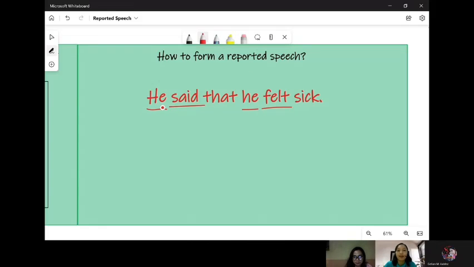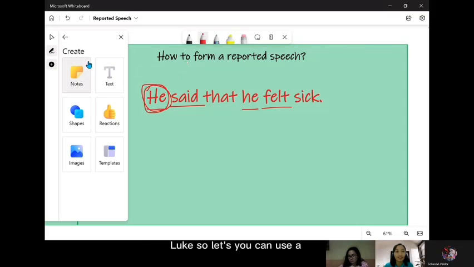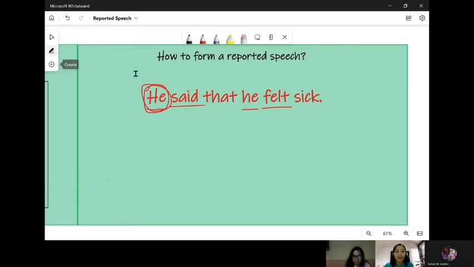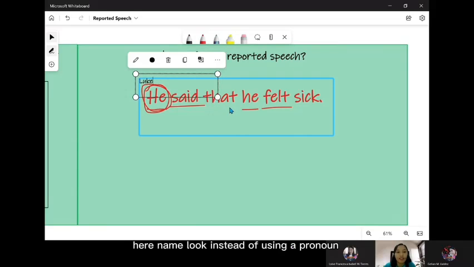Okay, here guys, you can also use a name instead of the pronoun. So let's use the name Luke, since the name of the person in the example earlier in the direct speech was named Luke. So you can use the name Luke instead of using a pronoun.